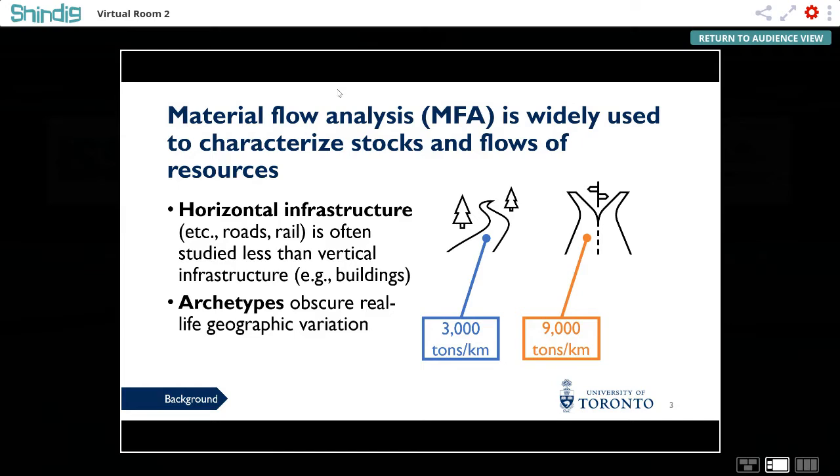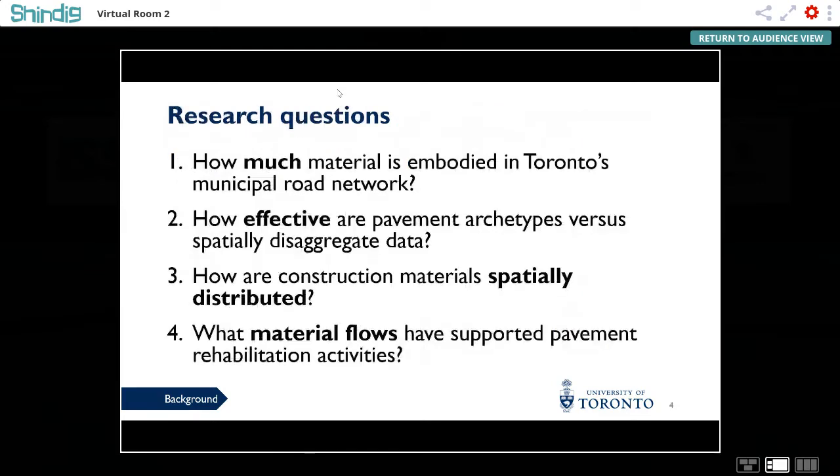And what we wanted to do in part was to compare the material stock estimates we obtained using that database with what we would obtain using archetypes. So the main research questions were how much material is embodied in Toronto's municipal road network. Secondly, how effective are pavement archetypes versus more spatially disaggregate data? How are construction materials spatially distributed? And then what material flows have supported pavement rehabilitation activities?